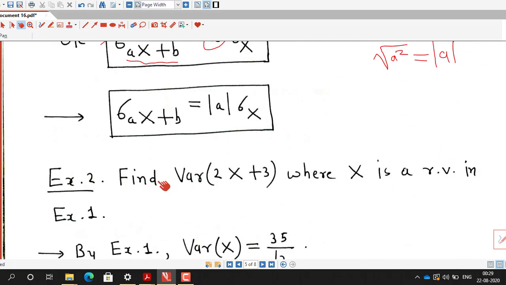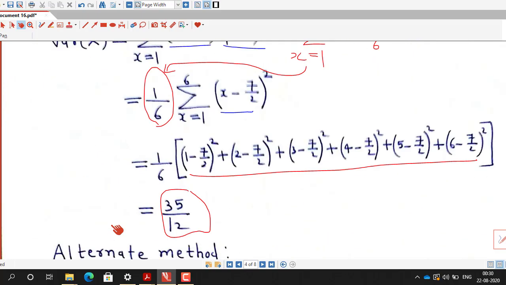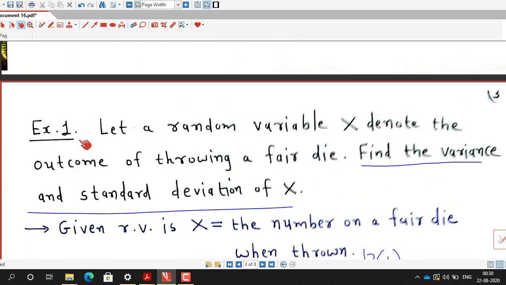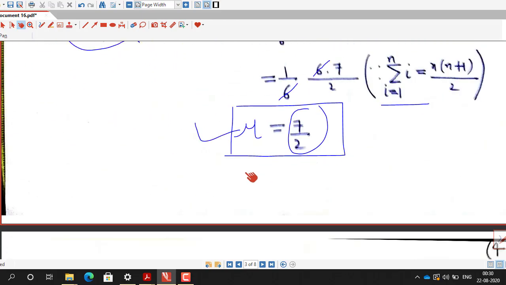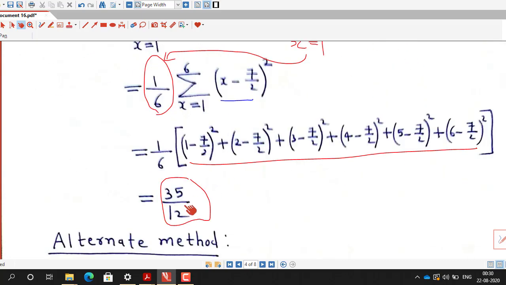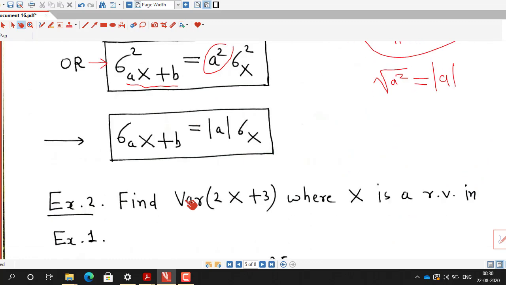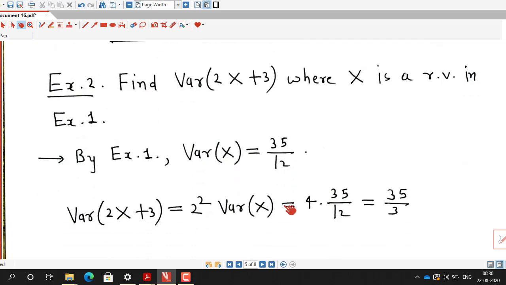Okay, in this example we are asked to find out variance of 2x plus 3 where x is a random variable in example 1. So in this example 1 we have calculated variance of x. Okay, this is example 1. So here we have calculated variance of a random variable. It is nothing but 35 by 12. So using that variance we can find variance of 2x plus 3.